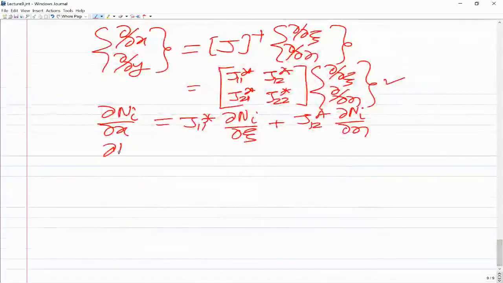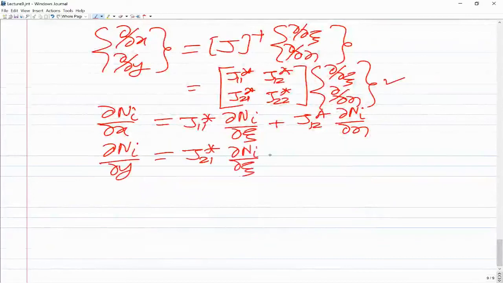And similarly the del N_i by del y, these are the derivatives which we need in the integral functional. So this would be J21 star del N_i by del xi plus J22 star into del N_i by del eta. And you will notice that if the element is a rectangle in the physical coordinate space, then the Jacobian will be constant with only non-zero diagonal elements J11 and J22. J12 and J21 would actually be zero for an element which is a rectangle in the physical coordinate space, that is in xy coordinate space.